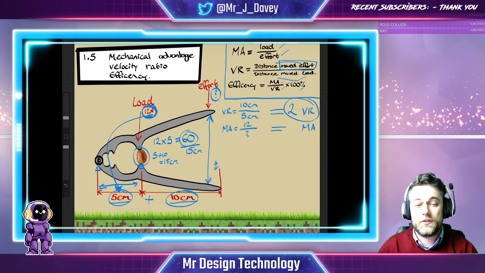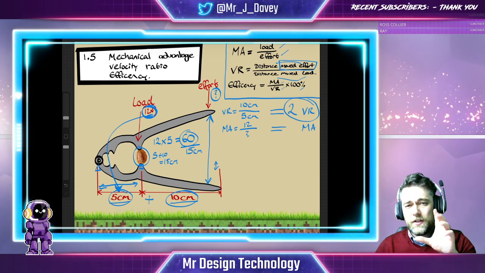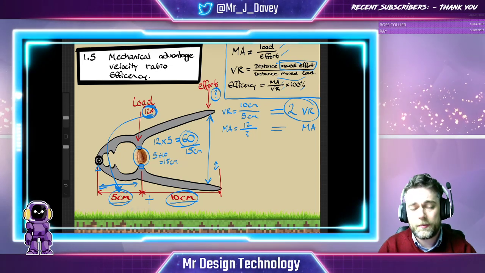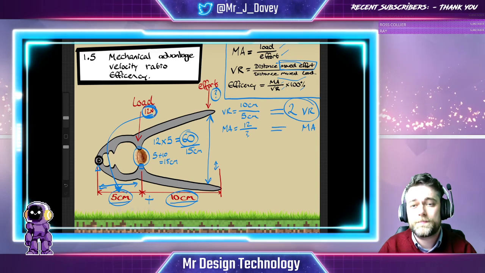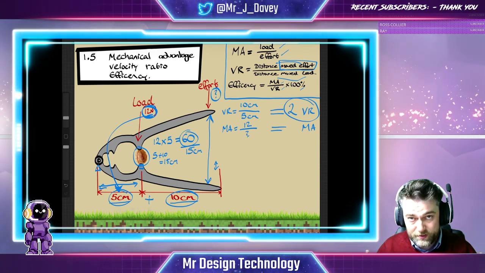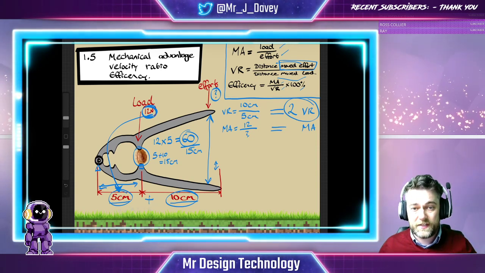Essentially what I'm saying is, I've got 12 newtons of force, and that's been times by 5 centimeters of distance, and we're going to then divide that by the total distance. In this case, it's 15.